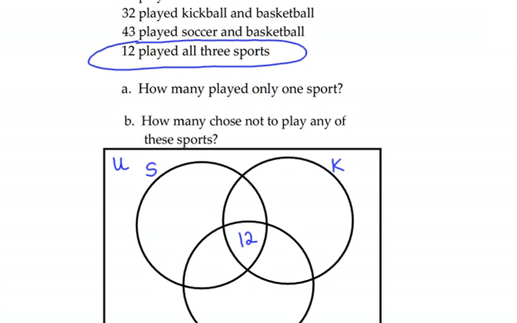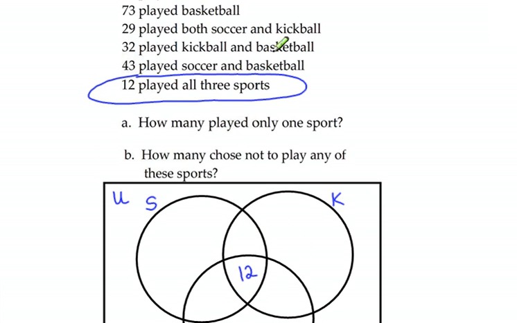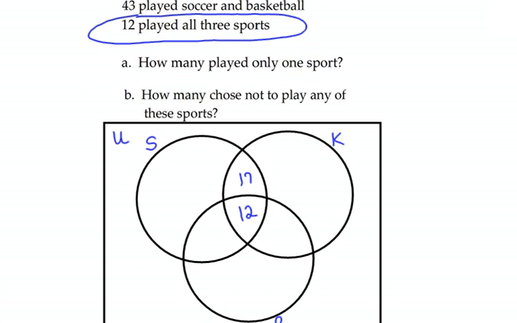So let's go back to our problem and see how many students played both soccer and kickball. And you notice that we have 29 students total who played both soccer and kickball. We've already accounted for 12 of those, so that leaves 17 that we had not yet placed into our diagram. So you see that the intersection now between soccer and kickball is a total of 29.